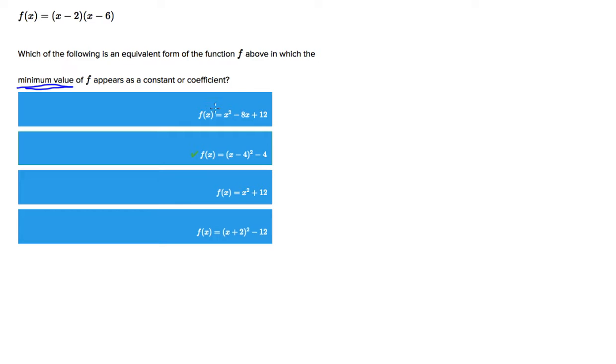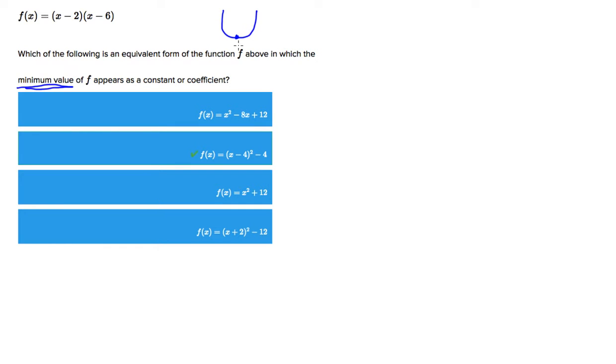The minimum value of a quadratic shows up as the y value of its vertex. Remember, quadratics take the form of parabolas, and the vertex shows up at the bottom. That will always be the minimum value of a parabola with a positive leading coefficient, which is what this has.